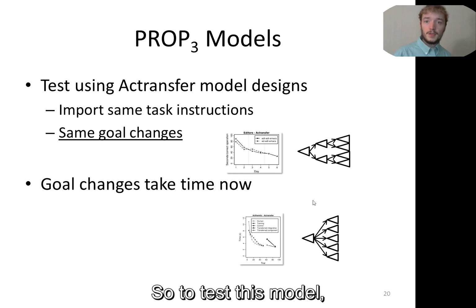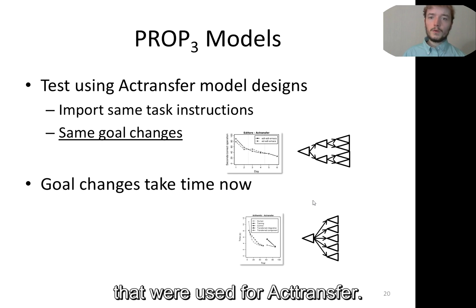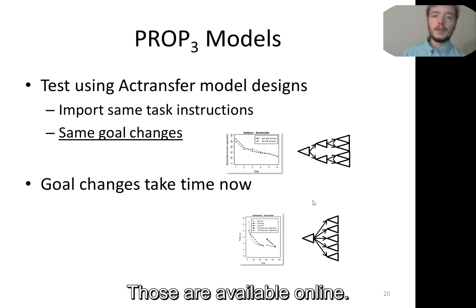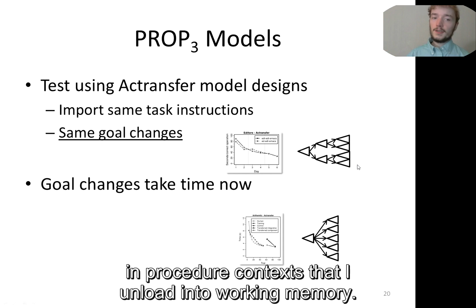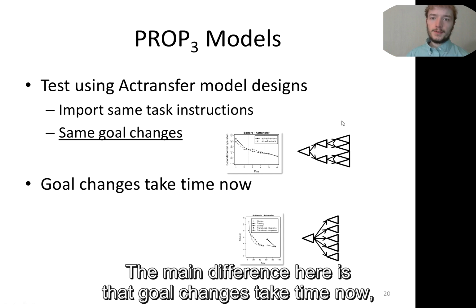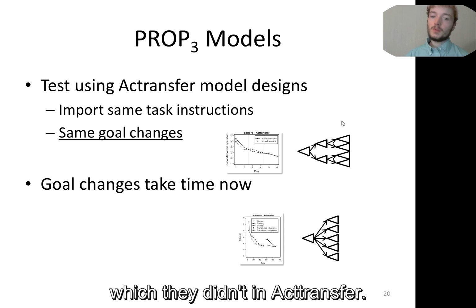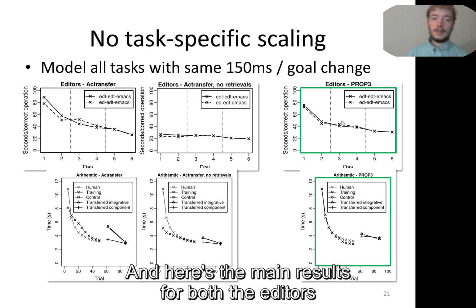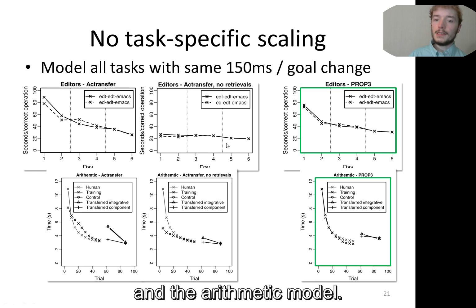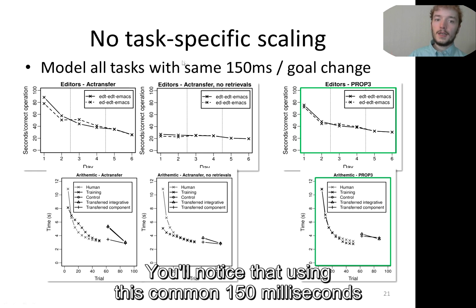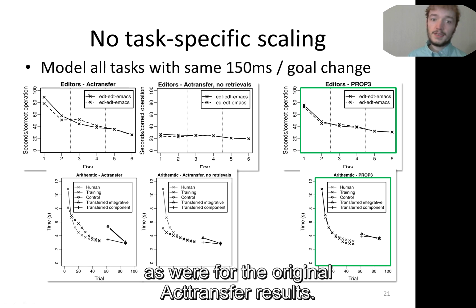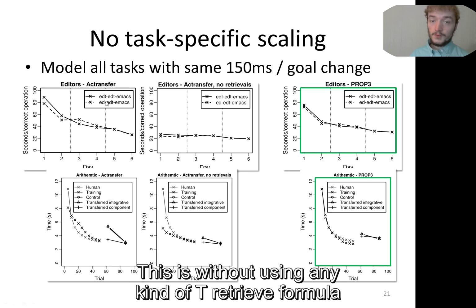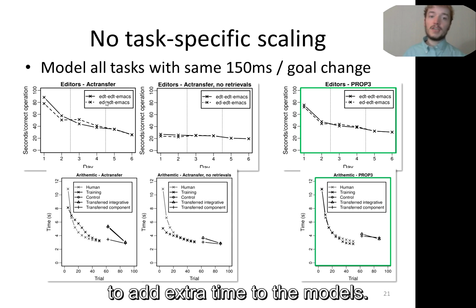So to test this model, I used the exact same model designs that were used for Actransfer. Those are available online. I import those into Soar. I use the exact same goal changes to define my changes in procedure context that I load into working memory. The main difference here is that goal changes take time now, which they didn't in Actransfer. And here's the main result for both the editor and the arithmetic model. You'll notice that using this common 150 milliseconds per goal change, the results are basically the same order of magnitude now as were the original Actransfer results. This is without using any kind of T-retrieve formula to add extra time to the models.